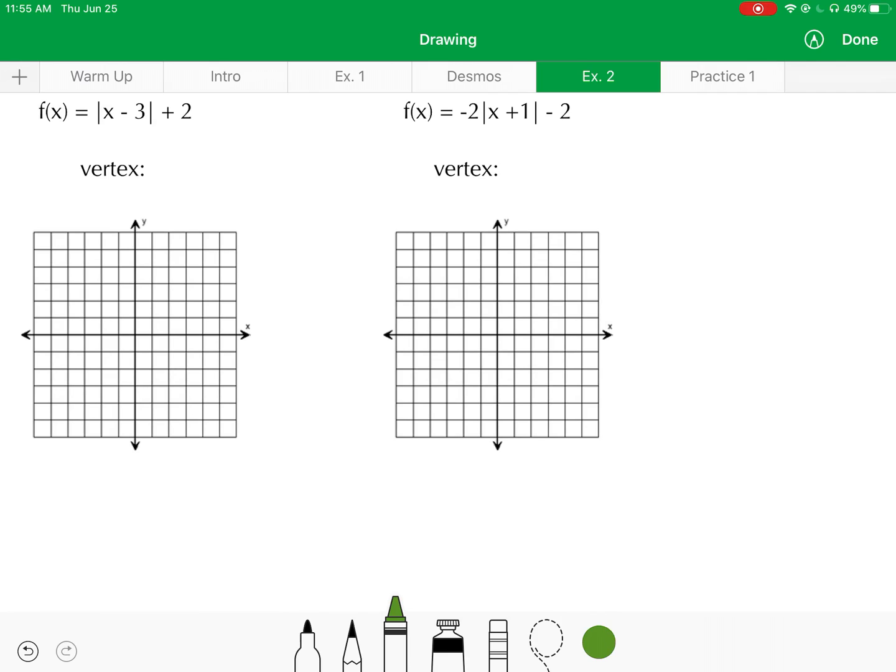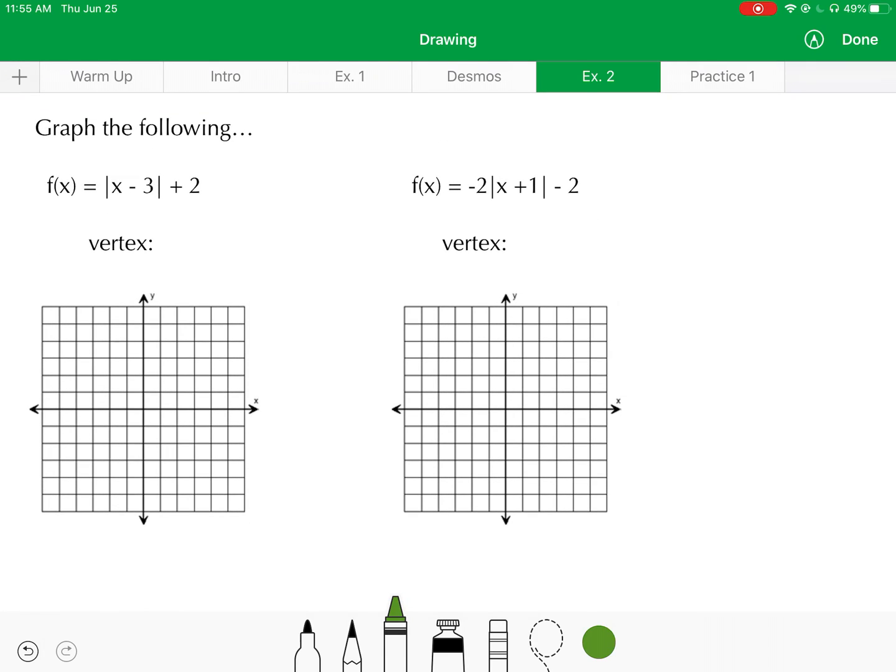Go to example 2 here, and we would like to graph the following two functions, all right? Let's start with the one that's over on the left. F of x equals the absolute value of x minus 3, added with 2. So based on what we just observed, I can look at this function and I can identify the vertex based off of these two numbers. The vertex is 3, 2. Okay, let's go ahead and plot that.